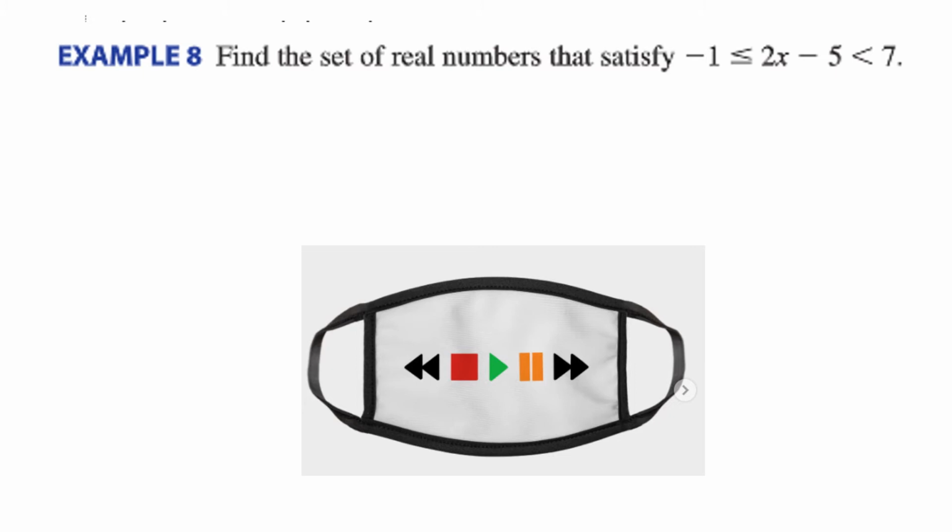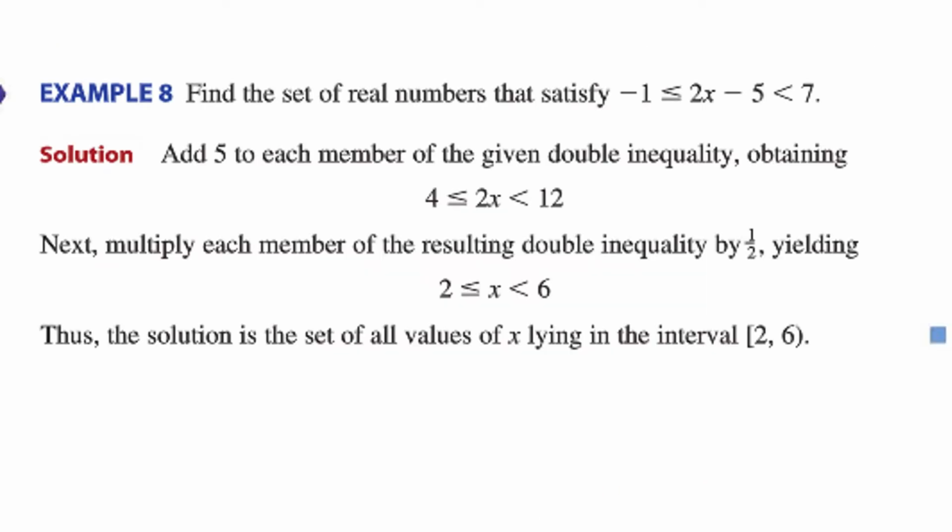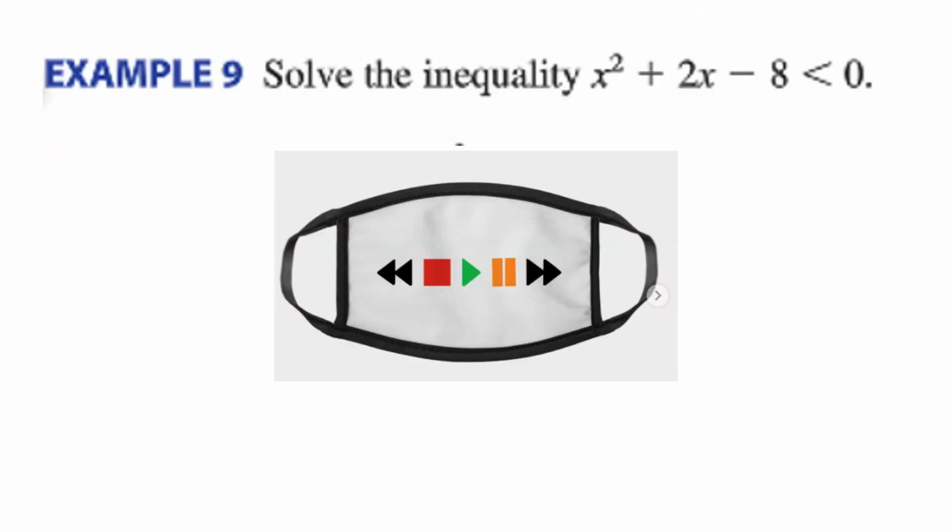So here, let's find the set of real numbers that satisfy this inequality. You know what to do. Let's see how you did. So we're going to add 5 to all three places, here, here, and here, getting this. We're going to divide all the way by 2. The sense of the inequality remains undisturbed. And so the answer is the set of all x's that are bigger than or equal to 2 and less than 6. And this is how you write the answer in interval notation.